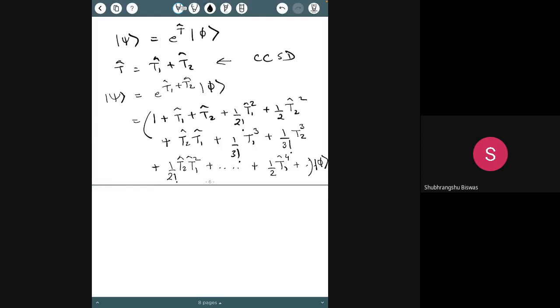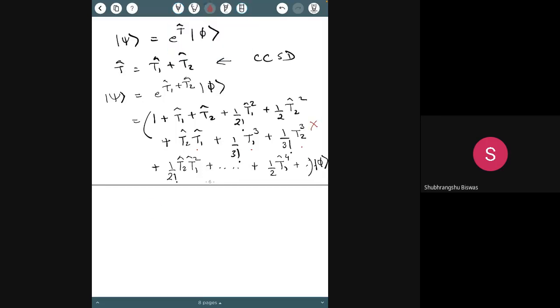So e to the power T1 plus T2 is basically an infinite series, right? But it will naturally stop at a point when you have exhausted the number of electrons, since you're exciting electrons in your Hartree-Fock determinant to virtual orbitals. When you have excited all of them, you can have no more T operator. Let's say this was a 4-electron system. Then T2 is fine. T1 squared is a double excitation, fine. T2 squared is a 4-electron excitation, fine. These are 3-electron excitations. T2 cube is a 6-electron excitation, so that would not work.